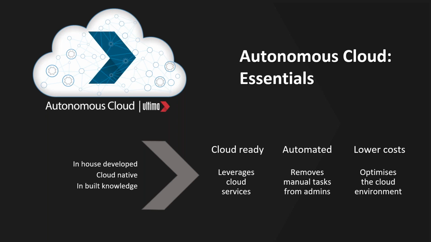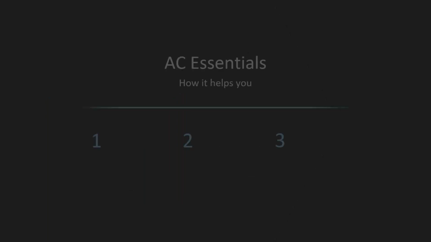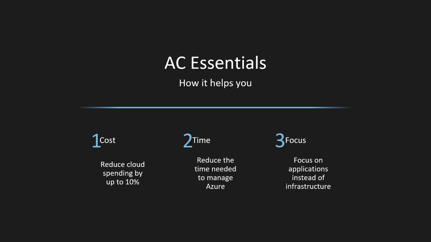So that leads us to a solution that's very much built for the cloud. It's built to be automated, to take away a lot of the manual tasks that you have to do on a day-to-day basis, and also lower the cost. So how can we optimize the environment by using our best practices to make sure that you're using what you need to use when you need to use it? To delve into that cost piece a little more: depending on exactly what your environment looks like, and this will vary from customer to customer, we can see savings of up to 10% just from implementing Autonomous Cloud Essentials.